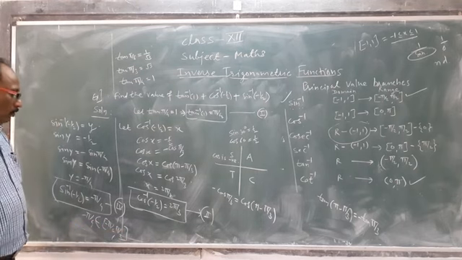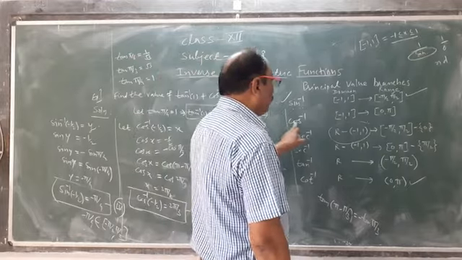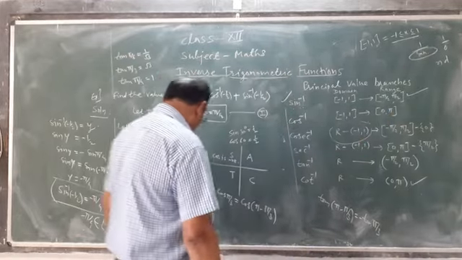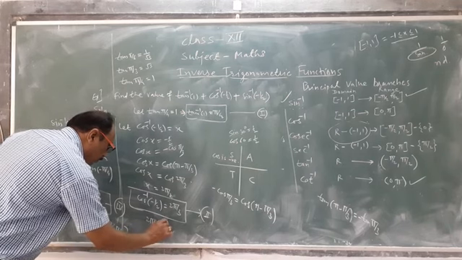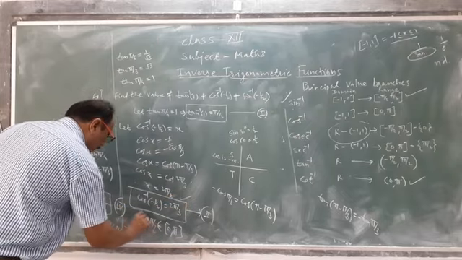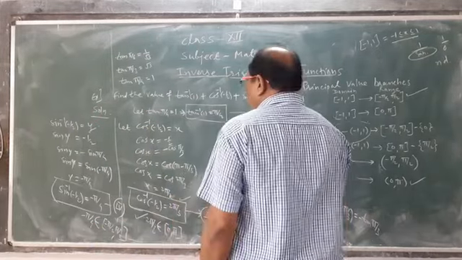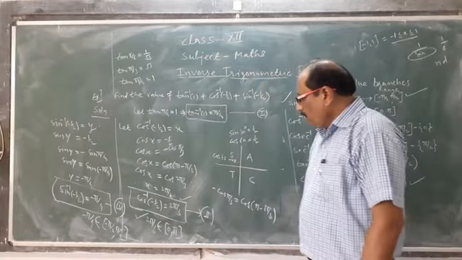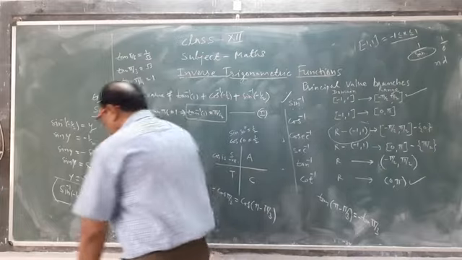The principal value branch of cos inverse is 0 to pi. Therefore, 2 pi by 3 belongs to 0 to pi, so it is the principal value. The answer is 2 pi by 3. Then, this satisfies this one, and this one.